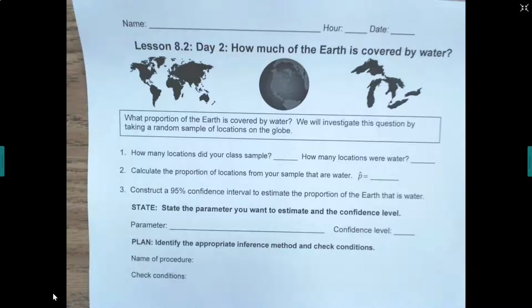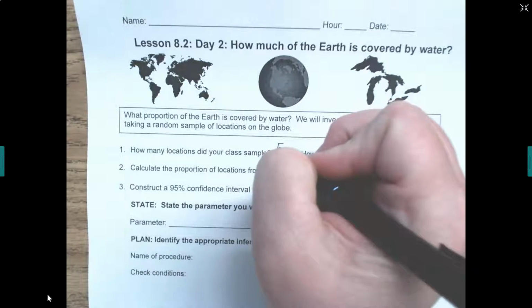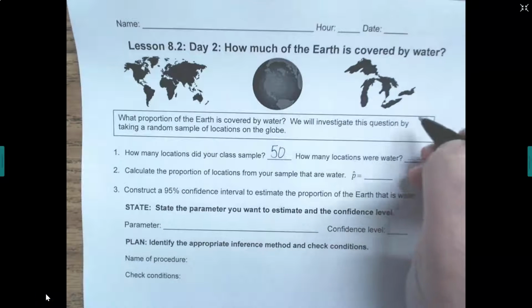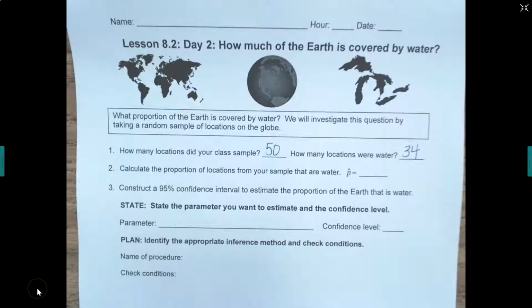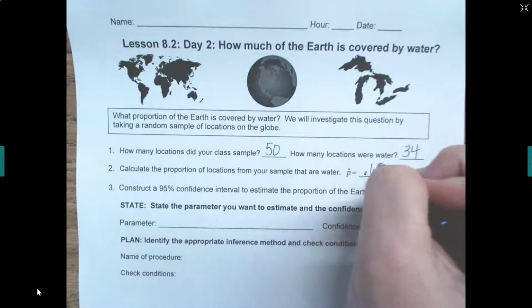And I took 50 samples, and 34 of these samples had the pin land in the water. So that gives us a p-hat of 0.68.